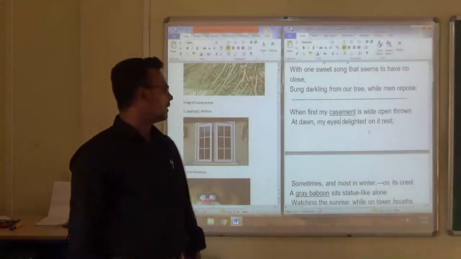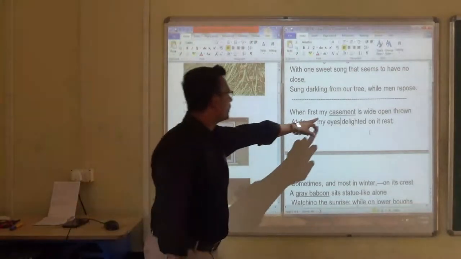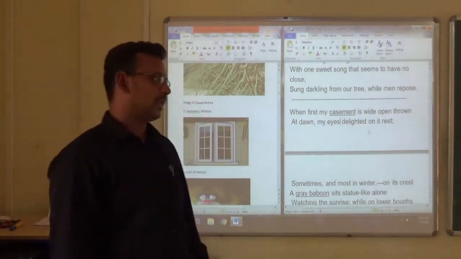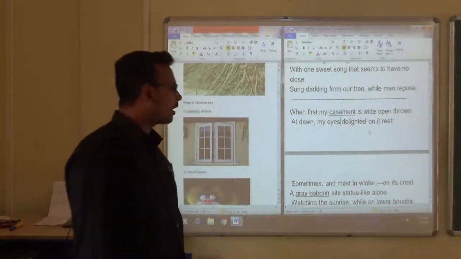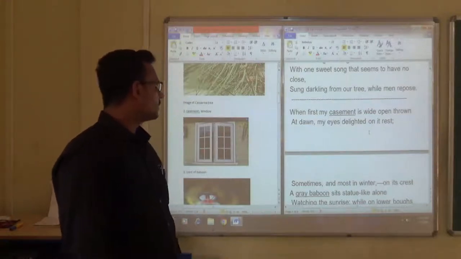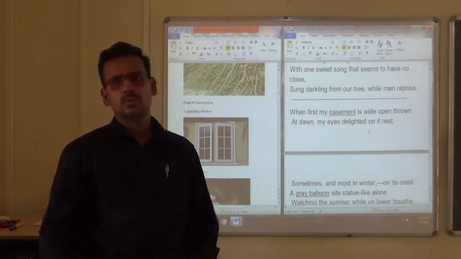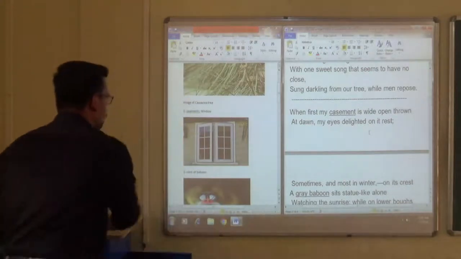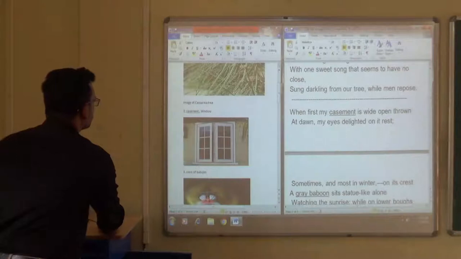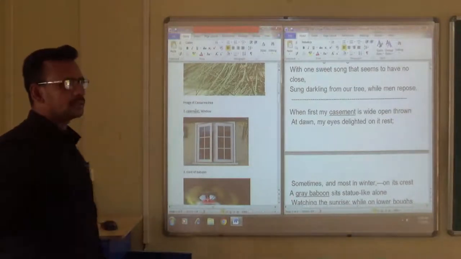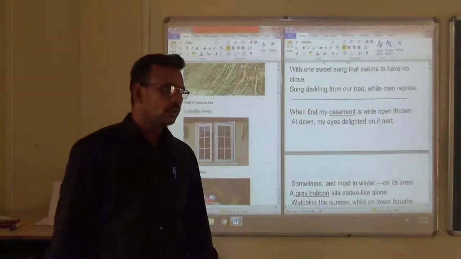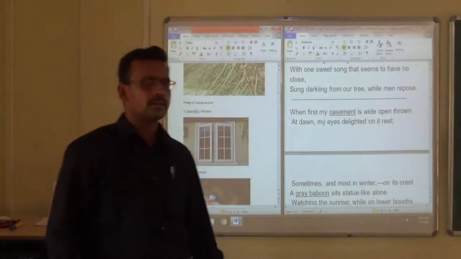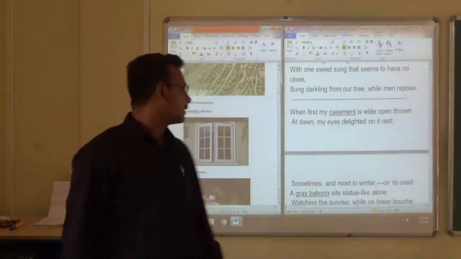when first my casement, here in this sentence, the word my refers to the poetess Toru Dutt. So in the early morning, the poetess sees through her casement. The word casement means window. Through the window, the poet sees the Casuarina tree and all its activities.